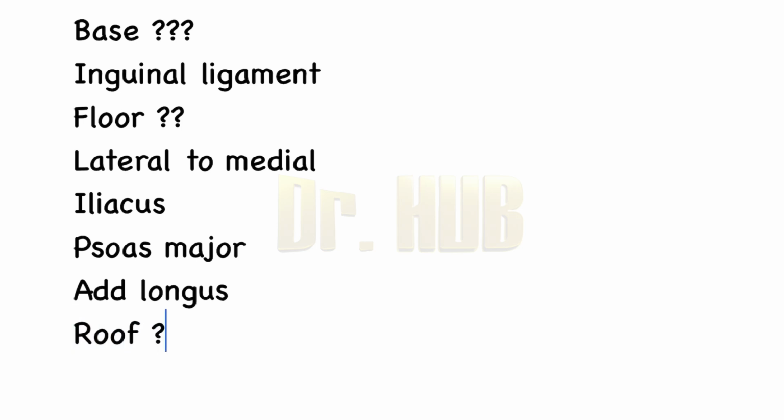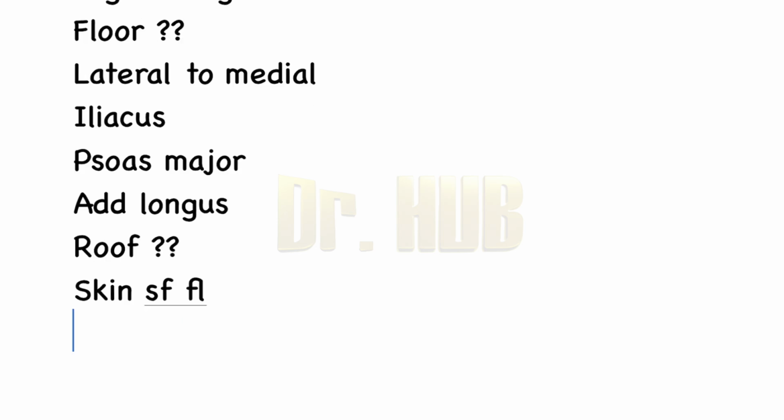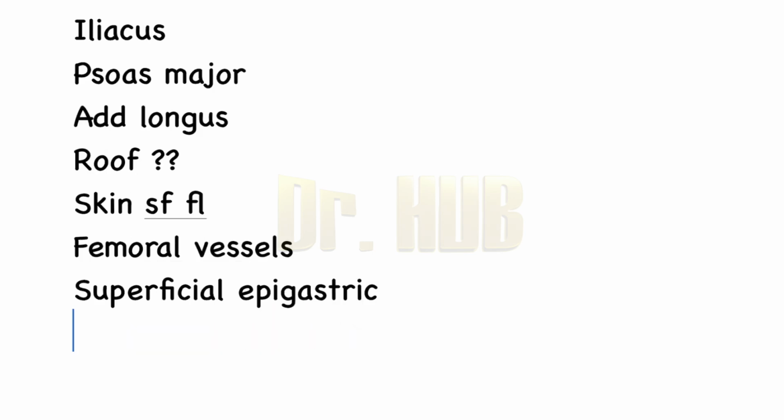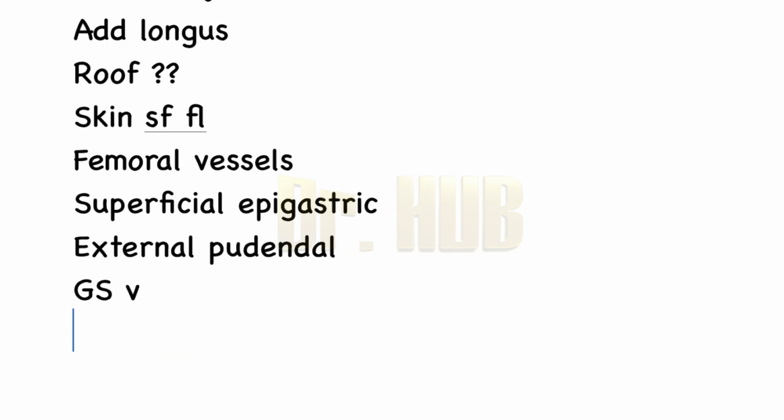So what is the roof? The roof includes the skin, superficial fascia, the fascia lata, then the superficial branches of the femoral vessels. That is, it includes the superficial epigastric, the superficial external pudendal, and the superficial circumflex iliac vessels, as well as the GSV.